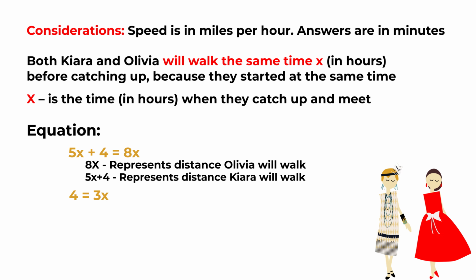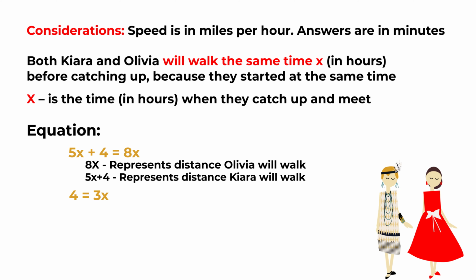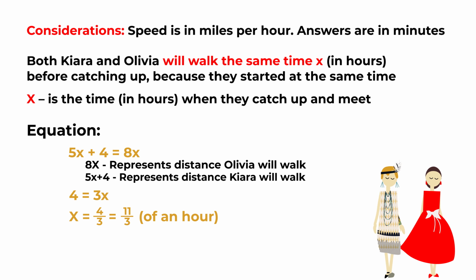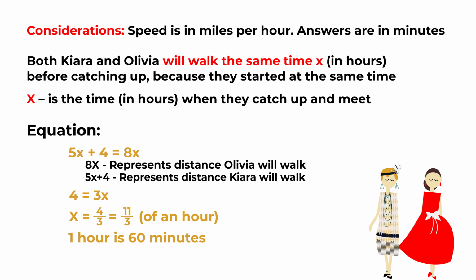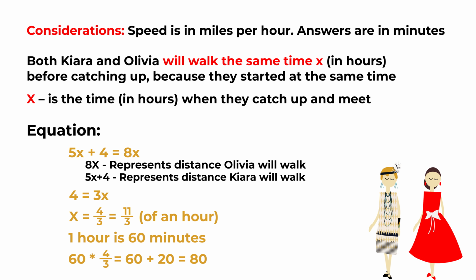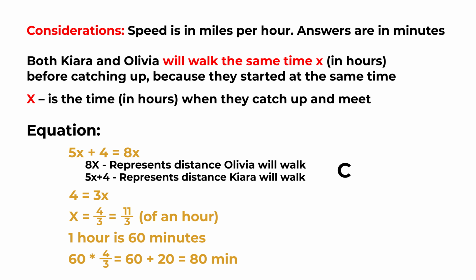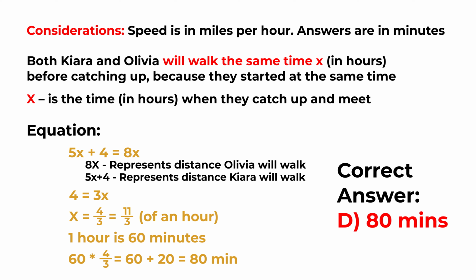So if we simplify this equation, 4 will be equal to 3x, and x will be equal to 4/3 or 1 1/3 of an hour. And now is the time to do the conversion. 1 hour equals 60 minutes. 60 multiplied by 4/3 equals 60 plus 20 equals 80 minutes. So the correct answer here is choice D, 80 minutes.